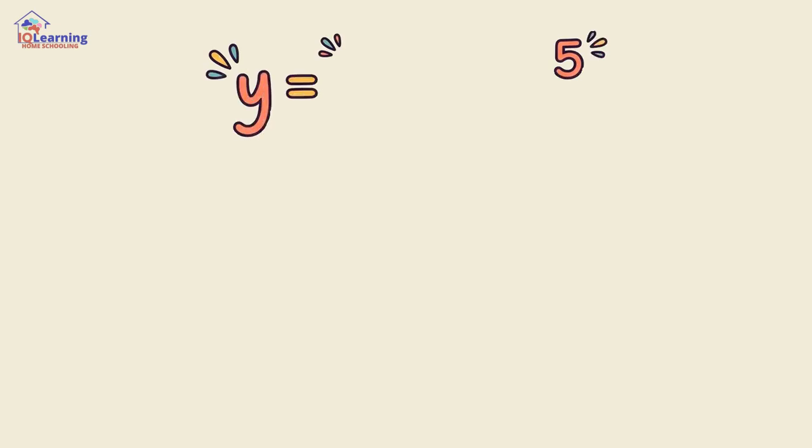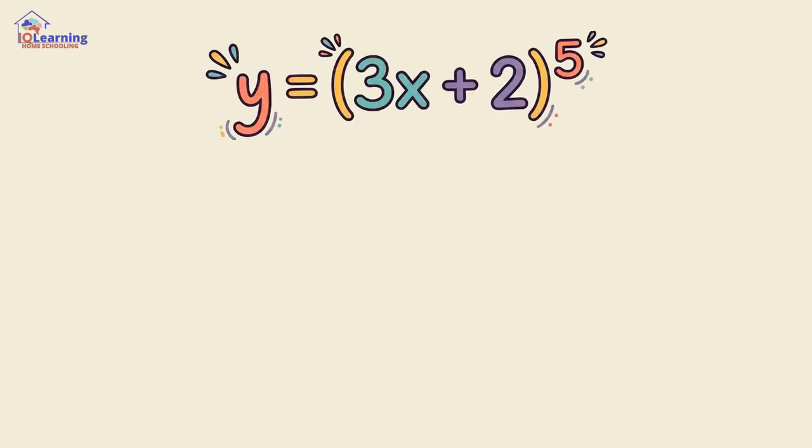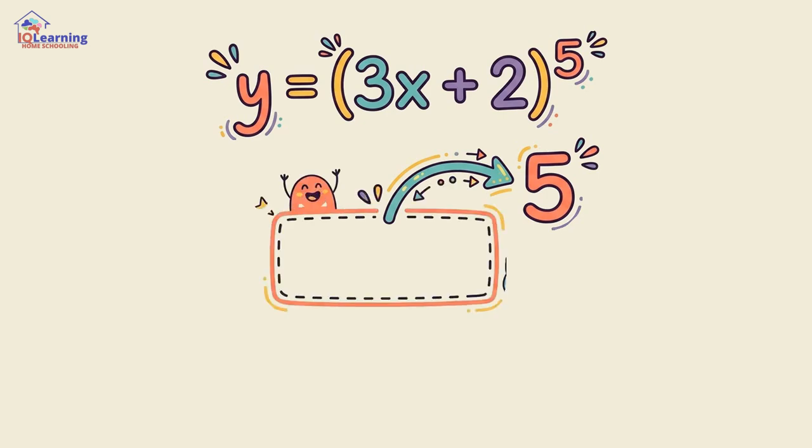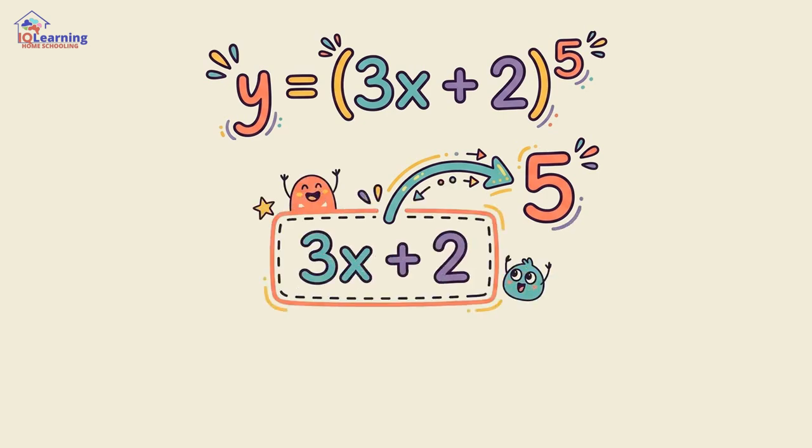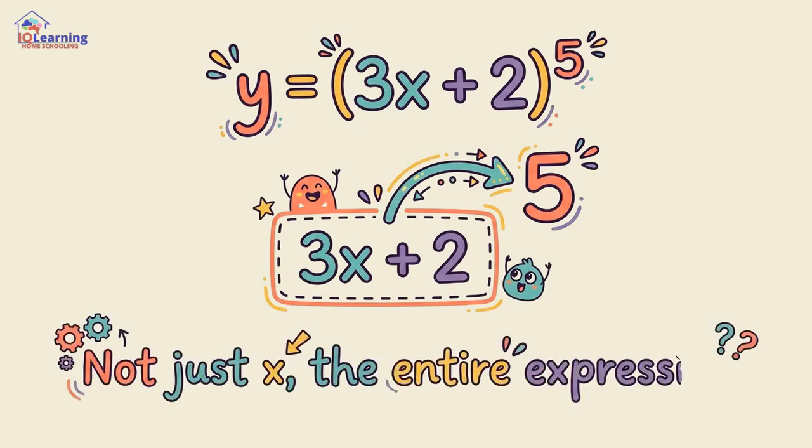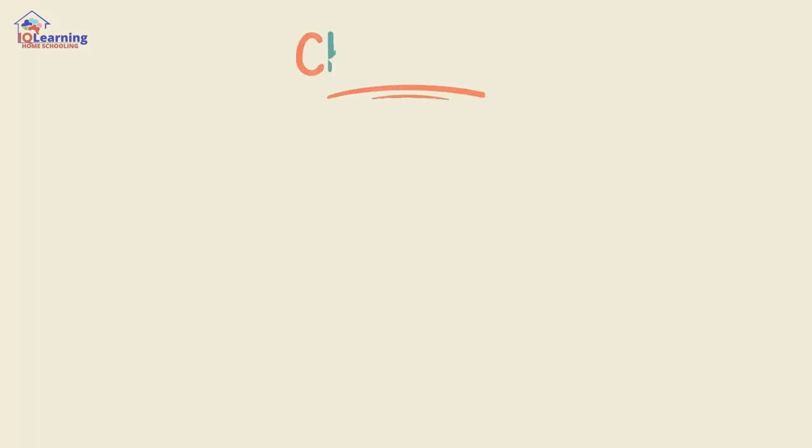We want to find the derivative of y equals (3x + 2) to the fifth power. Before doing any calculus, notice the structure. Ask yourself, what is actually being raised to the fifth power? It is not just x. The entire expression 3x + 2 is wrapped inside the exponent. That means this is a function inside another function, and that is exactly when we use the chain rule.